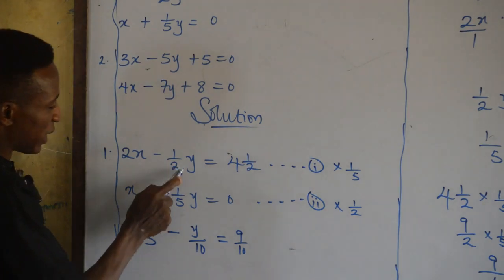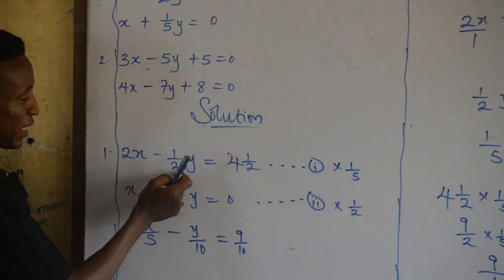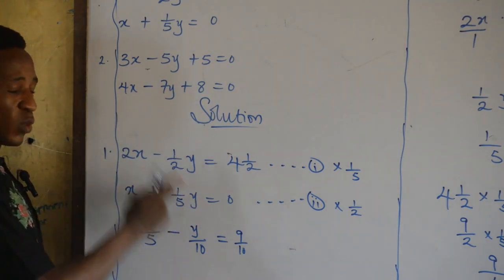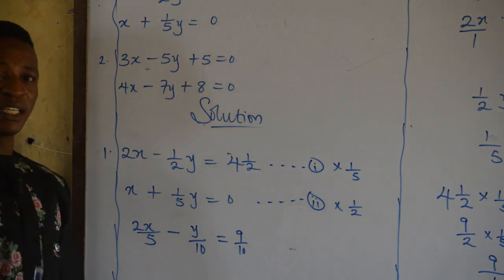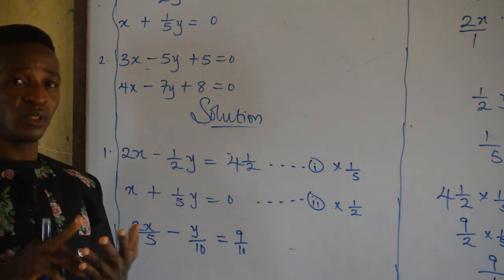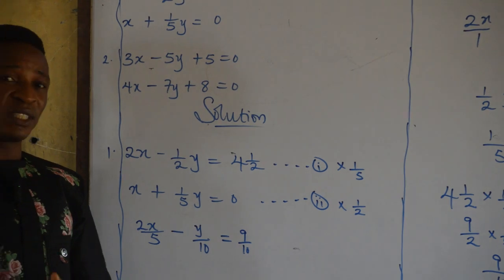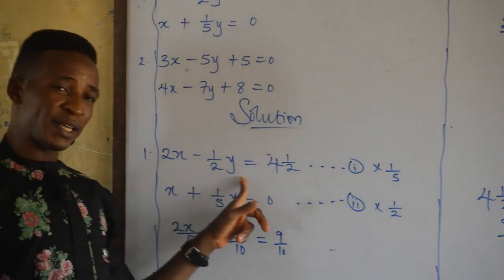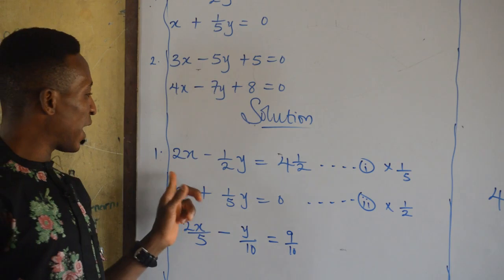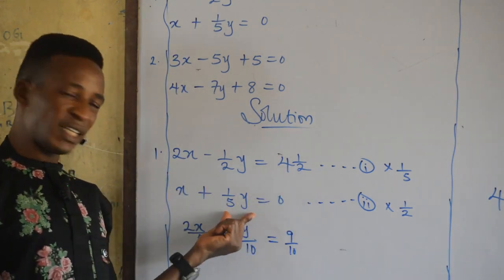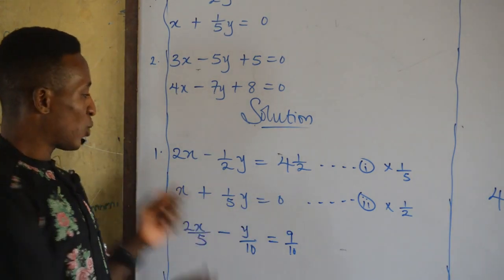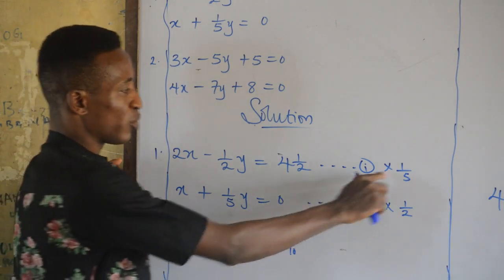Now, we started with this y, and the coefficient of y is 1 over 2 here. The coefficient of y here is 1 over 5. And our goal is to make the coefficients for both equation 1 and equation 2 to be the same thing. That's for the letter you have chosen. Now, I've chosen y here. So I decided to multiply everything in equation 1 by the coefficient of y in equation 2. And the coefficient of y in equation 2 is 1 over 5. So I wrote it here.